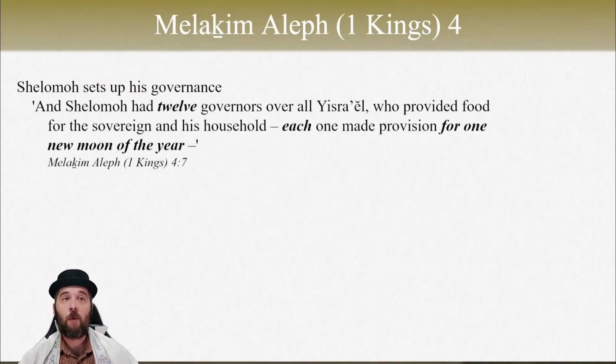And then in 1 Kings 4:7, here's something very interesting to take note of, okay? 1 Kings 4:7. And Shlomo had 12 governors over all Israel who provided food for the sovereign and his household. Each one made provision for one new moon of the year. Did you get that? 12 governors, each for one new moon of the year.